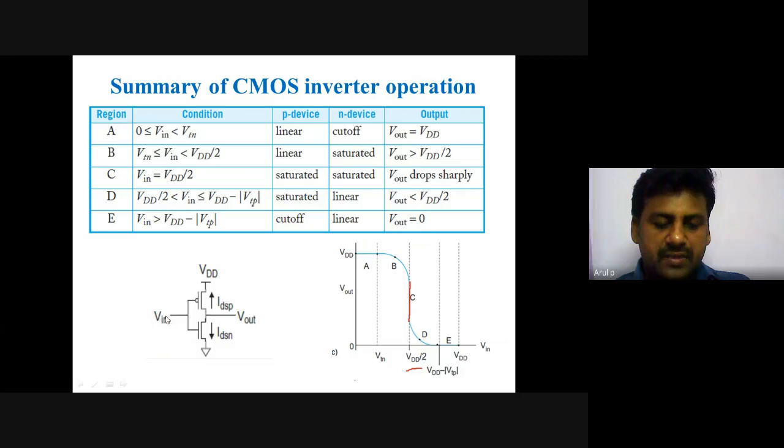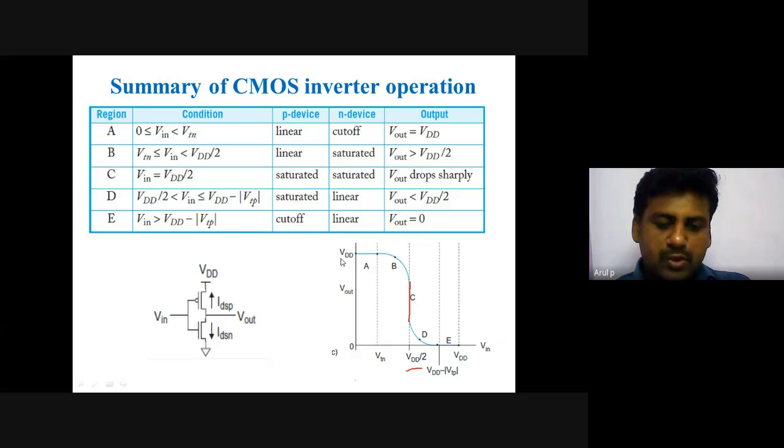Similarly, if the input is 1, the NMOS transistor is on and the PMOS transistor is off. Since the NMOS transistor is connected to ground, the ground is supplied to the output. So if the input is high, the output is low, which is mentioned in this diagram. This is the VTC, voltage transfer characteristic, the characteristic curve between input versus output. This is what I explained theoretically.